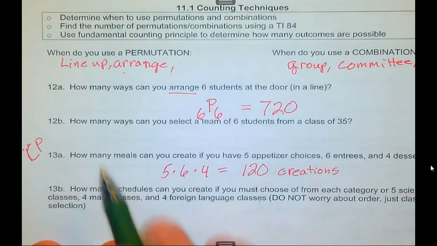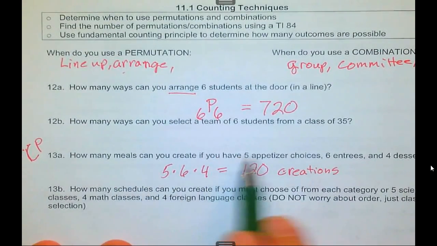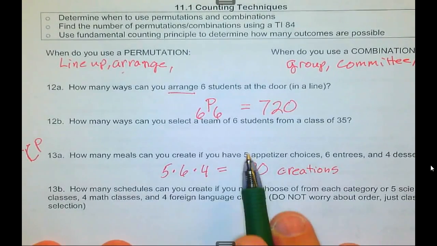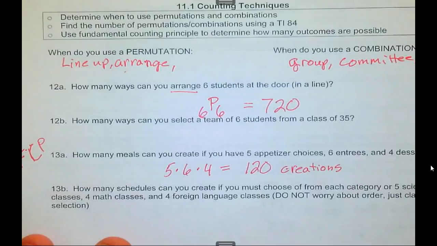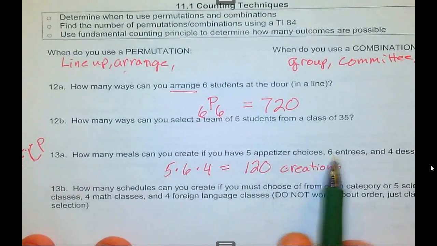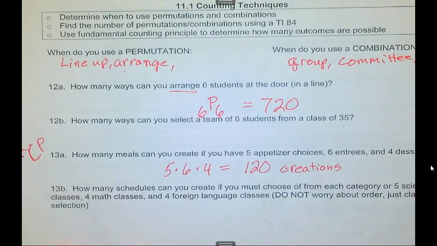And 13A, how many meals can you create if you have 5? When you have something like this, use the fundamental counting principle. 5 times 6 times 4.